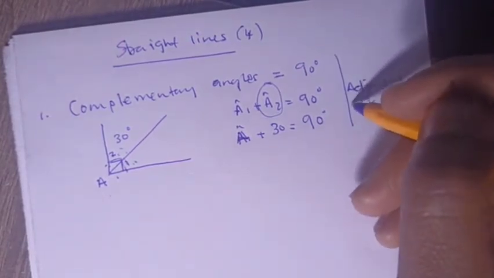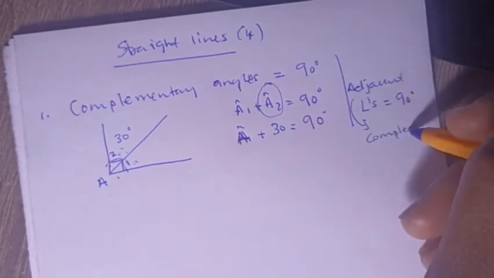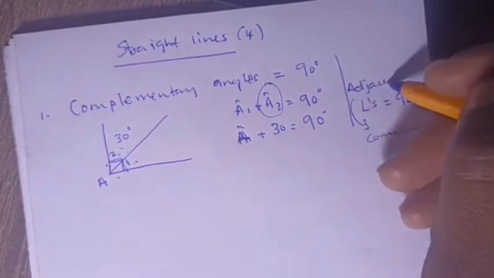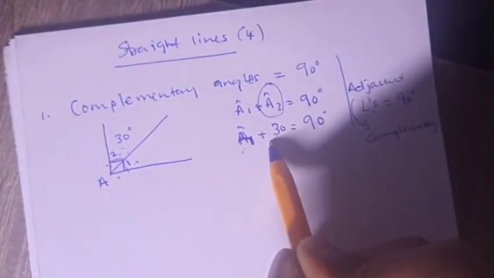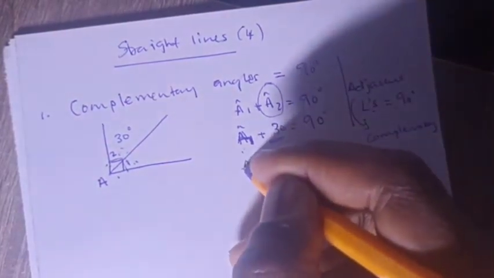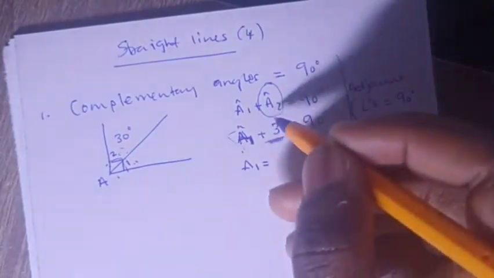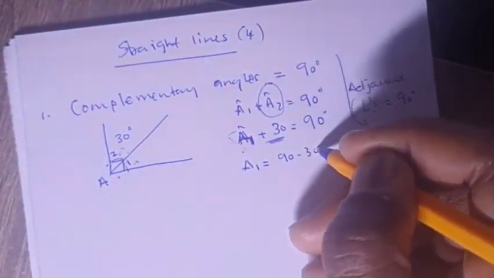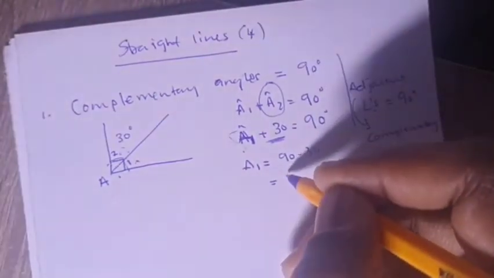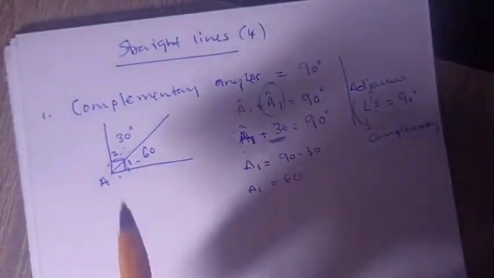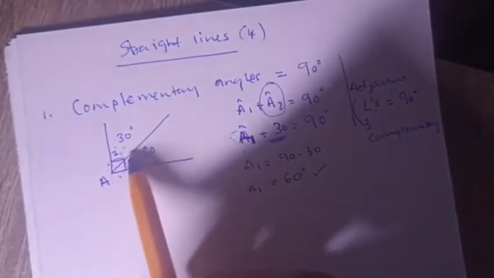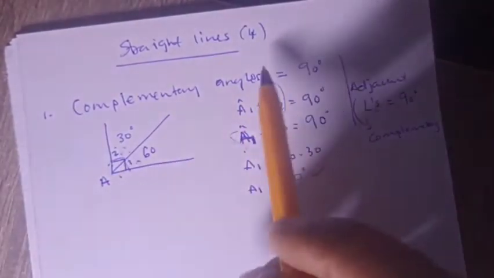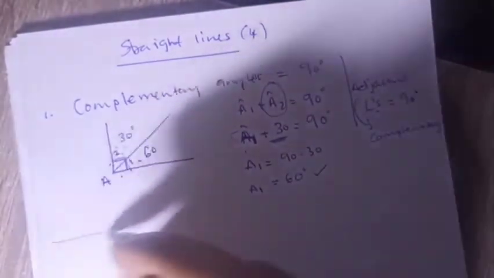Sorry, adjacent complementary. You need to put that word. Adjacent complementary angles add up to 90 degrees. So we're looking for A1. If you're looking for A1, we're going to take 30 degrees to the other side. We've formed an equation based on the rule. So 90 minus 30. So this angle becomes 60. So this angle is 60 and that angle is 30. Can you see? So we have found this missing angle based on the given angle and the rule that we had been given. Let's go on quickly.